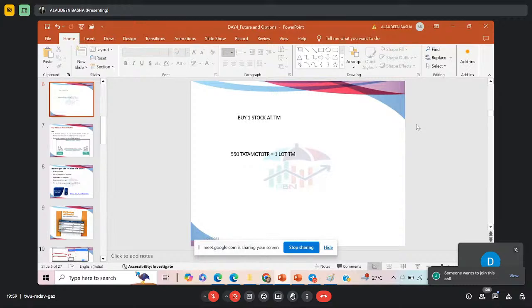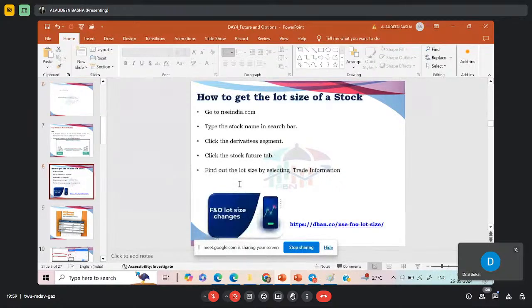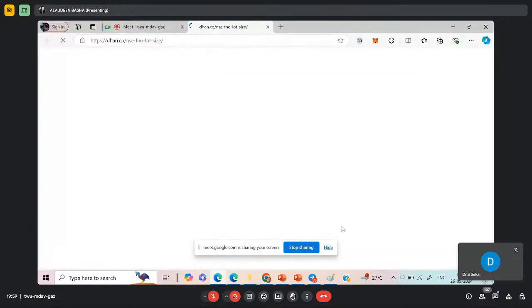Hello? Yes, sir. Okay. Sir, where can we find these kinds of lots? Simply, once you have a demat account, once you add the script to your watch list and click the buy button, the number of lots for the particular stock is always shown. But if you don't have a demat account, we can just use this link. It will show all the stocks' lot sizes very clearly.